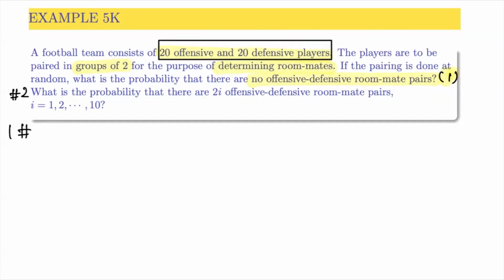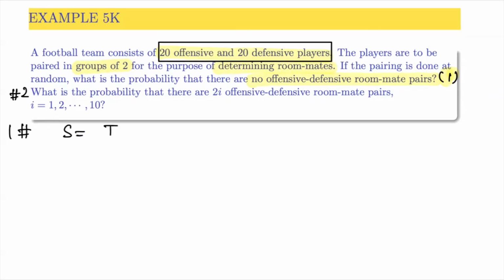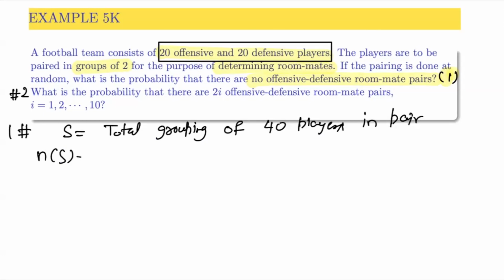In total, you are having 40 players. So you need to distribute these 40 players to 2. So S represents total grouping of 40 players in 2 in pair. Total grouping in pair. So when you do so, what will be NS?